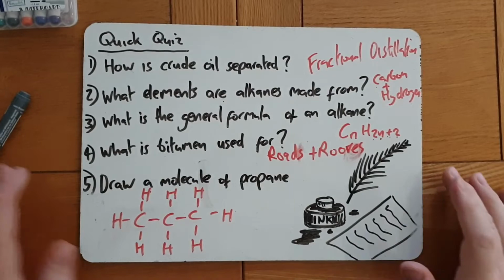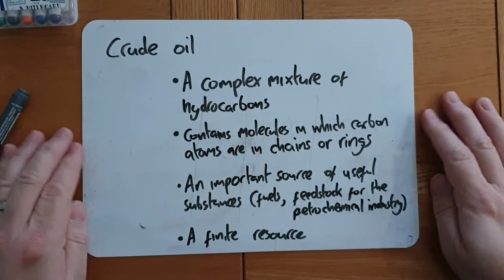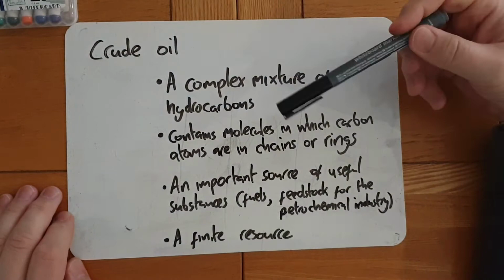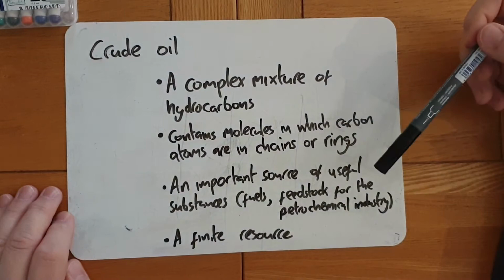So first, these are the specific facts you need to know about crude oil. Crude oil is a complex mixture of hydrocarbons. It contains molecules in which carbon atoms are in chains or rings. It's an important source of useful substances, so fuels and feedstock for the petrochemical industry, and it's a finite resource.